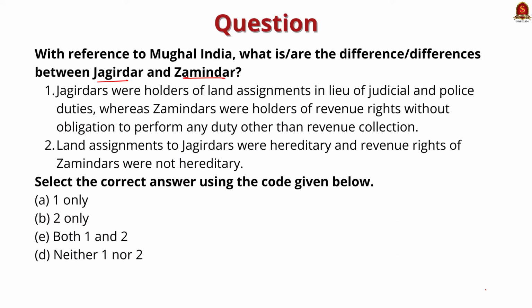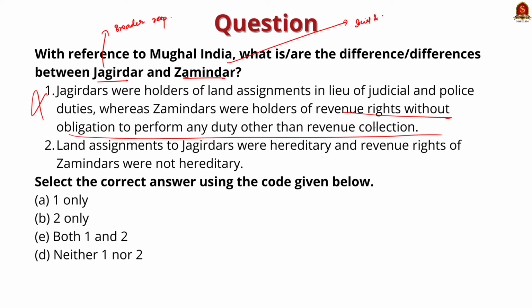Read statement 1. It says that Jagirdars were the holders of the land assignment in lieu of the judicial and police duties, whereas Zamindars were the holders of the revenue rights without obligation to perform any duty. The statement in the question mixes the duties somewhat in an incorrect manner. We know that Jagirdars had broader responsibility beyond justice and police duties, primarily tied to their role as Mansabdars. On the other hand, Zamindars, while performing as revenue collectors, also had social and judicial roles in their local areas. So this statement is incorrect.